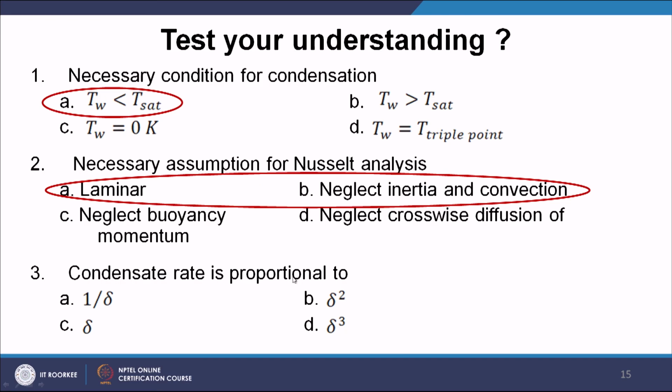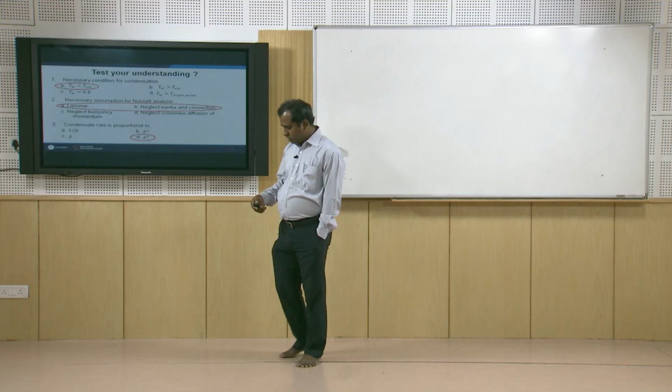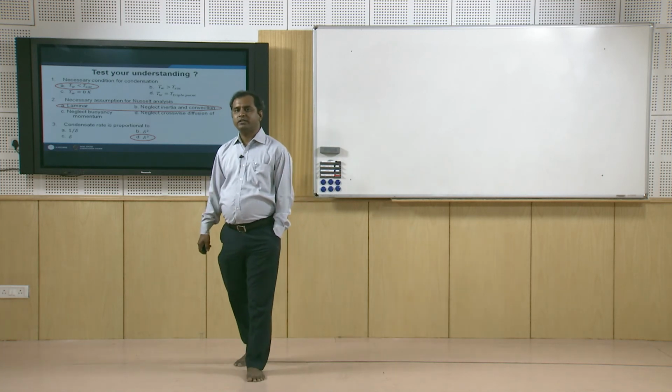Let us see the last question. Condensate rate is proportional to, very simple, in the previous slide I have shown you. So, condensate rate m dot will be proportional to, we are having 4 answers: 1 by delta, delta square, where delta is the film thickness here, part C is delta and part D is delta cube. So, the correct answer is delta cube, in the last slide we have seen. So, with this we will be ending this lecture. Thank you.